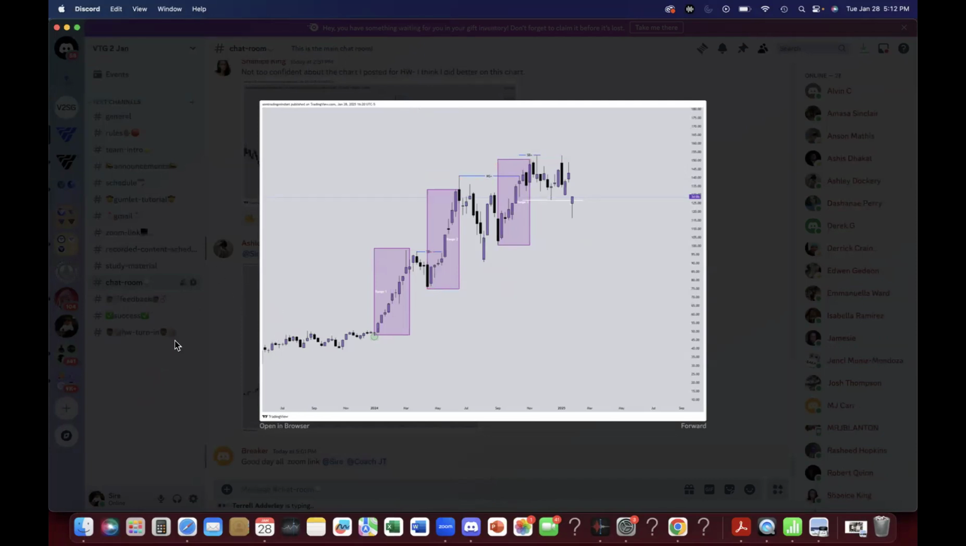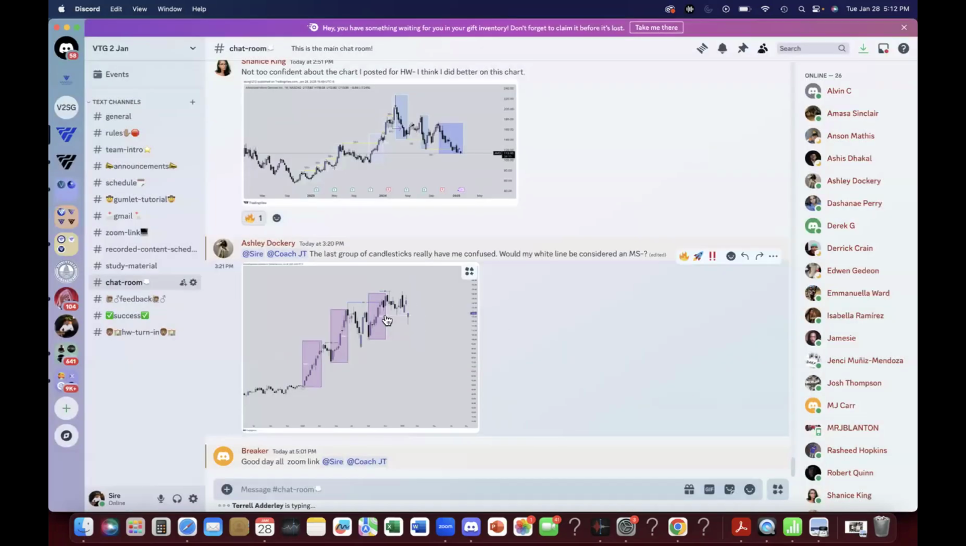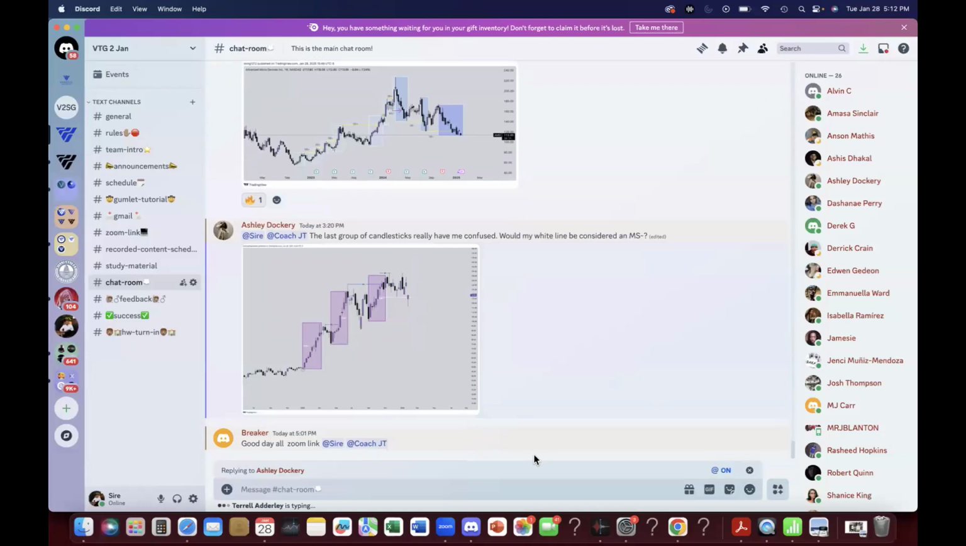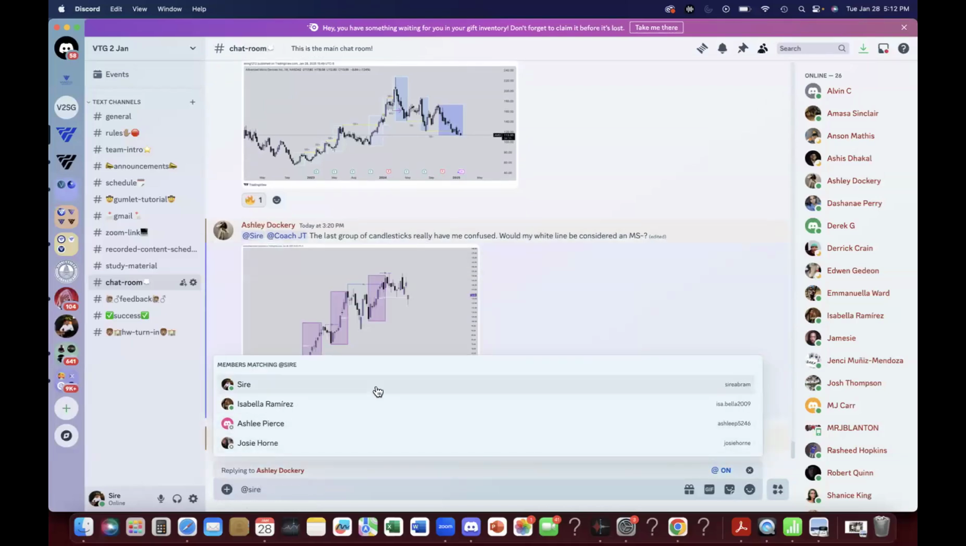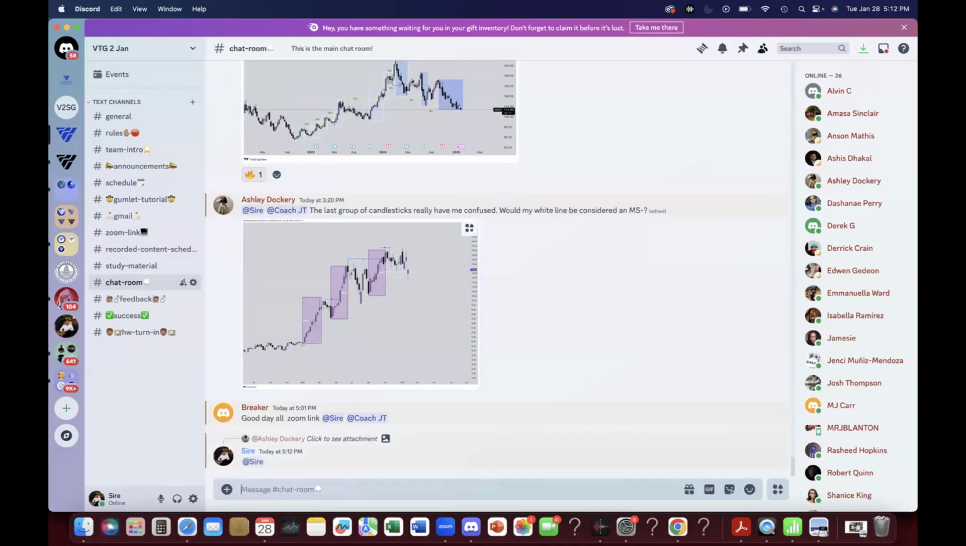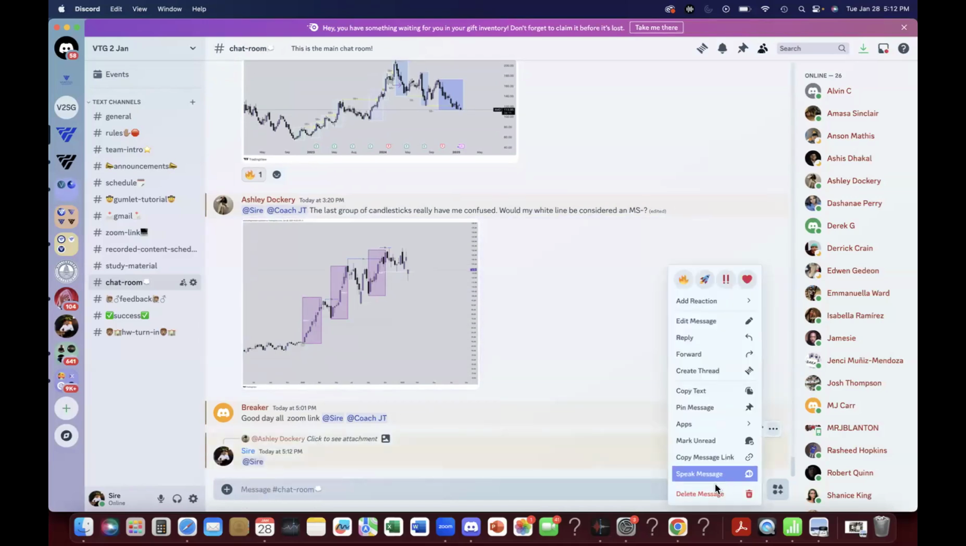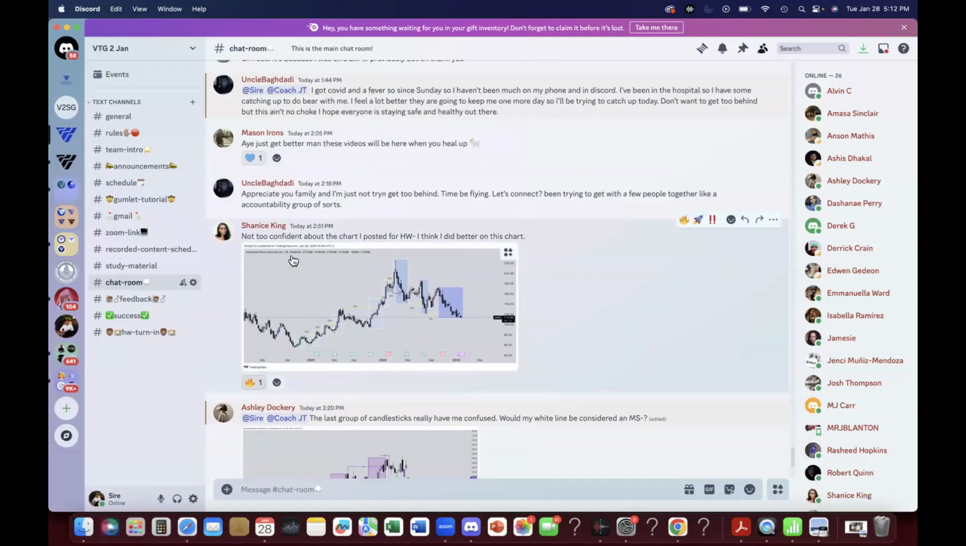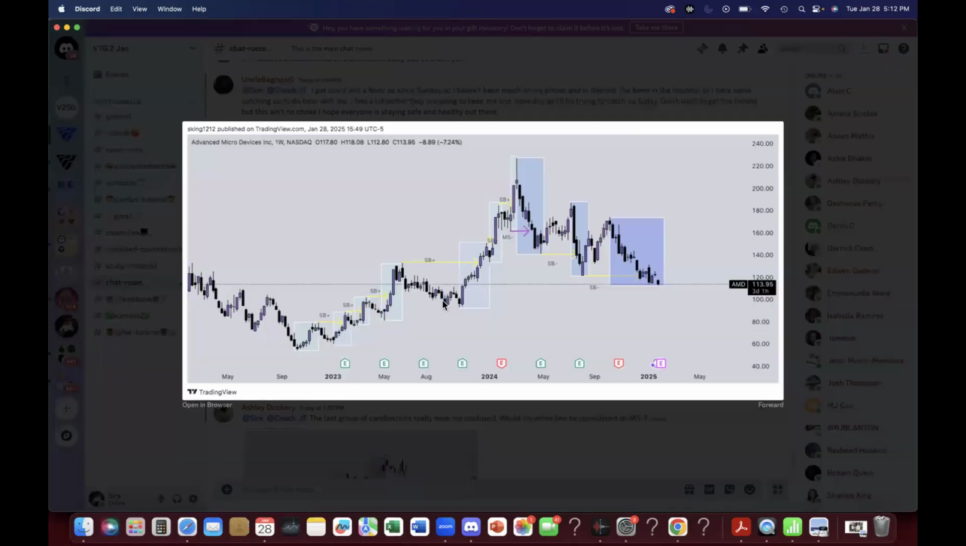All right, if you want me to go over yours specifically, just do this. So just here's your chart, just go like reply and just add sire. So just do something like that so then I can immediately go to it. All right, let's do Shanice. She says not too confident in the chart. Okay, do better. Let's look.